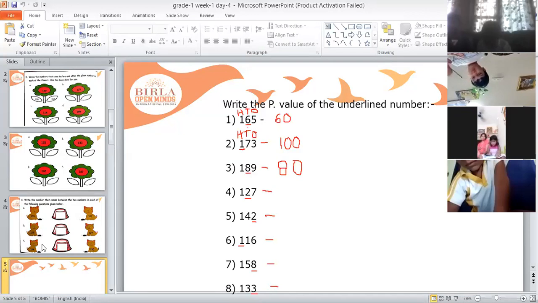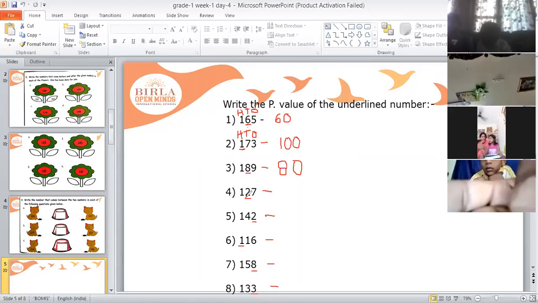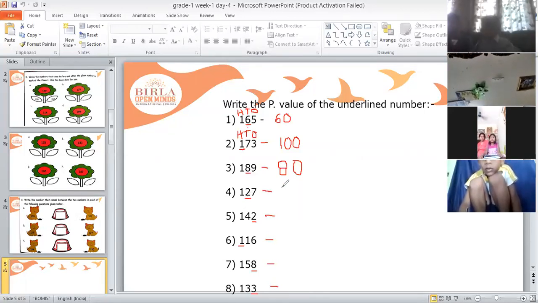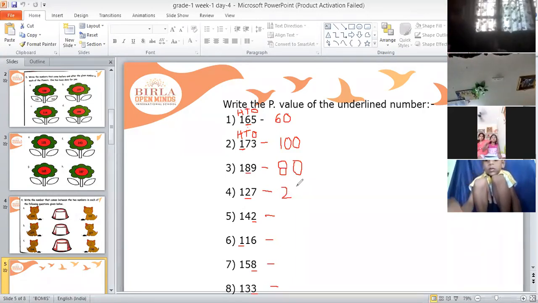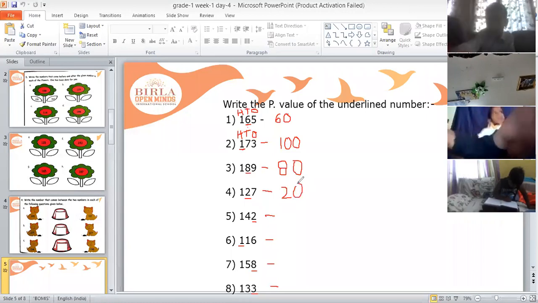Ananya, tell me answer for fourth bit. What is the underlined number here? 2. So after this 2, how many zeros we will put? 1 0 because 2 is in 10's place, and in 10's we have only 1 0. Very good, Ananya. Thank you.